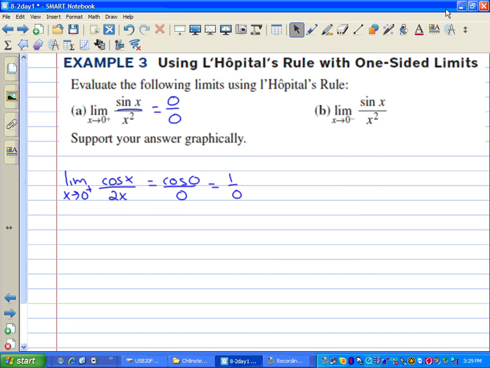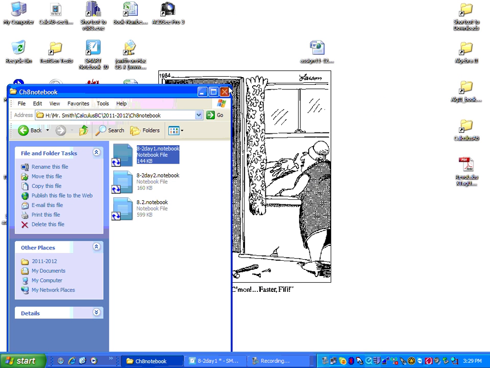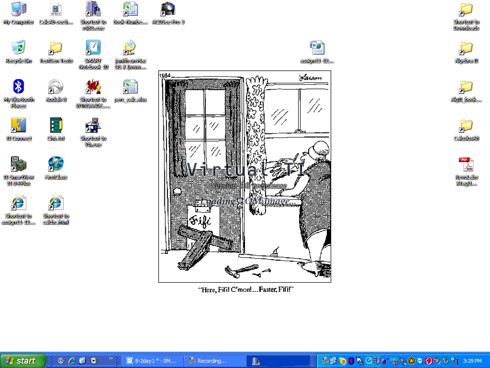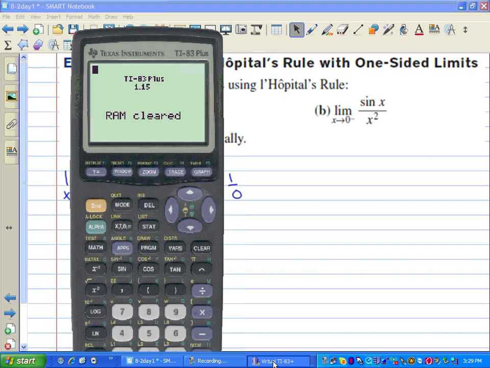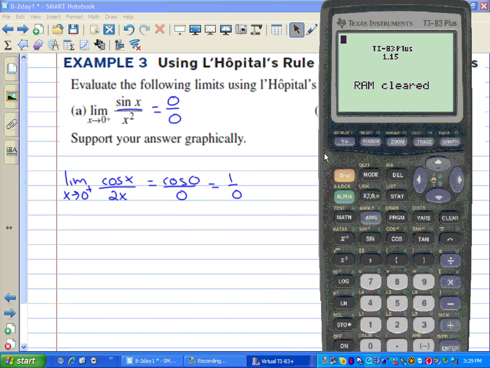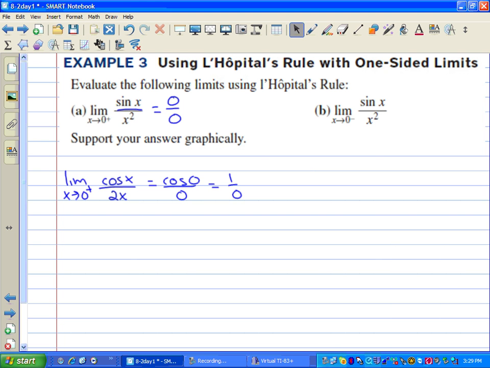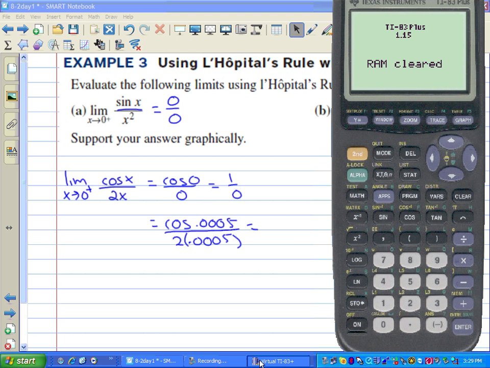Well, let's grab the calculator and investigate that a little bit. So let's pick a very small number, but to the right of 0. For example, instead of plugging in 1 over 0, we plug in cosine of 0.0005 over 0.0005, and of course 2 times that. And let's see what we get on our little calculator here.